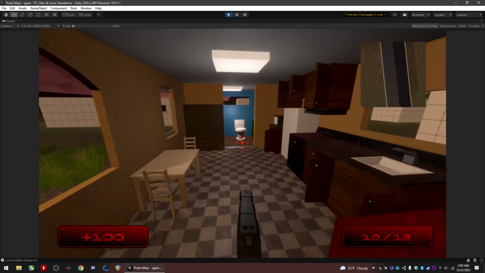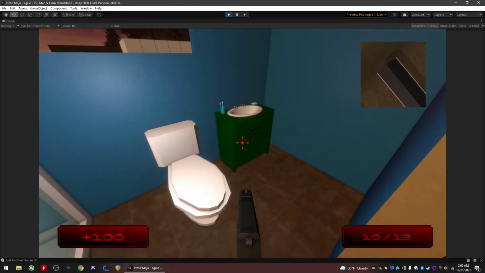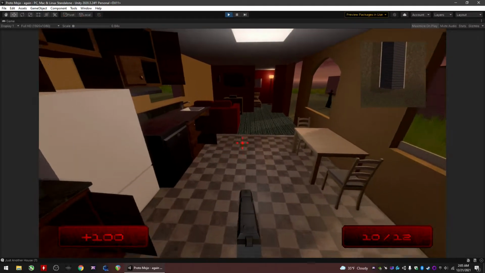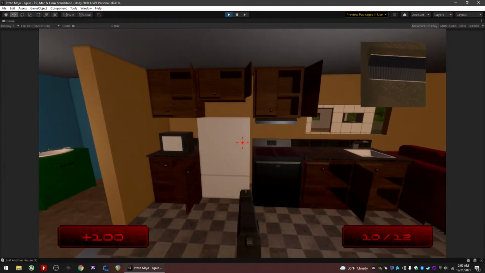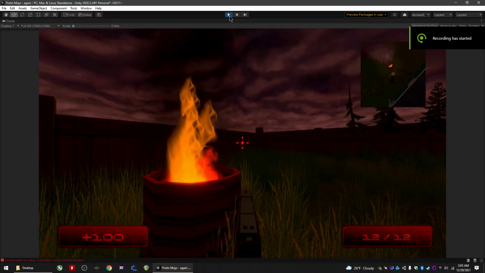I've used a mix of free assets from the Unity Asset Store and various other websites. A few of the models I've done myself, mainly architecture, but for the sake of time, a lot of content is placeholder right now, so I can focus on gameplay mechanics.